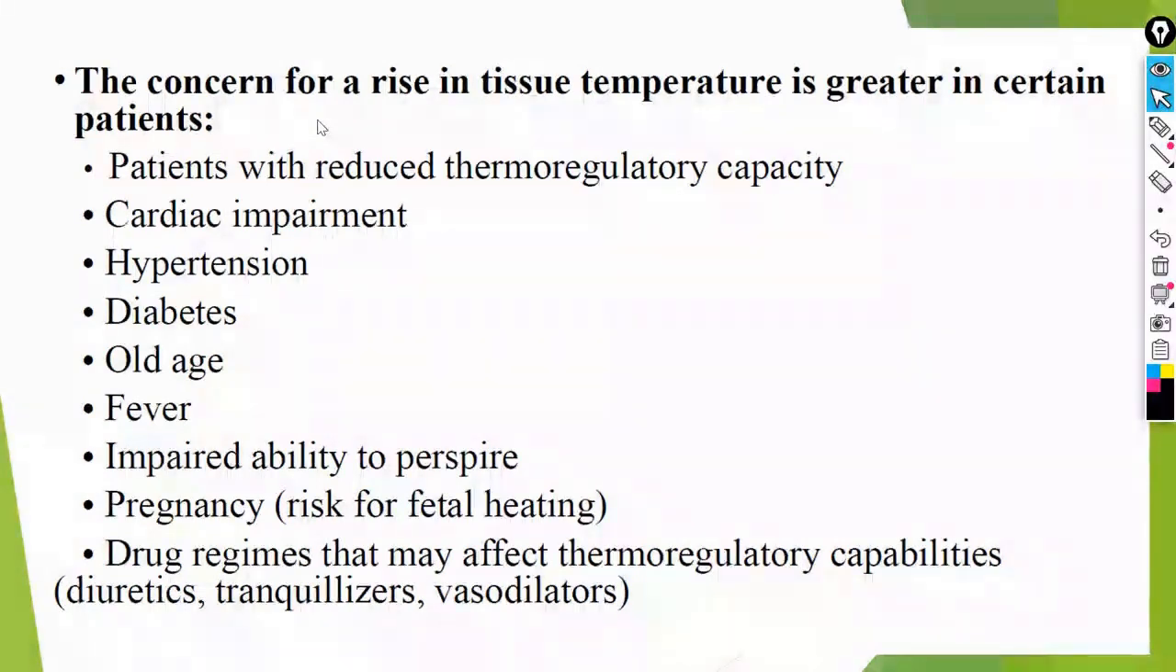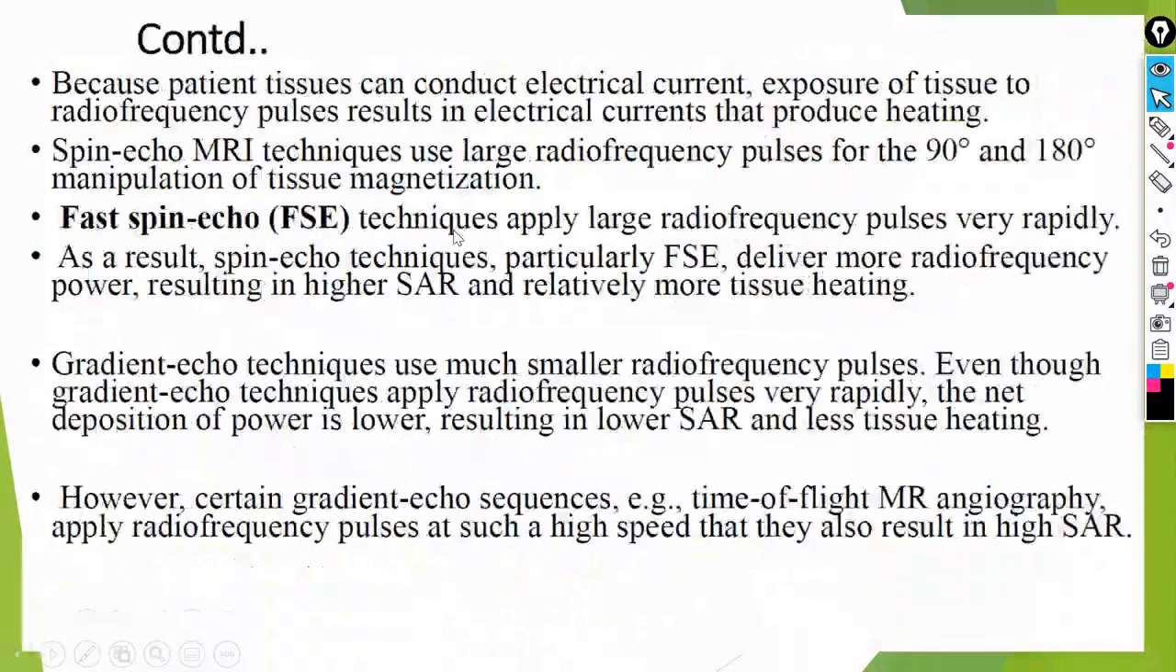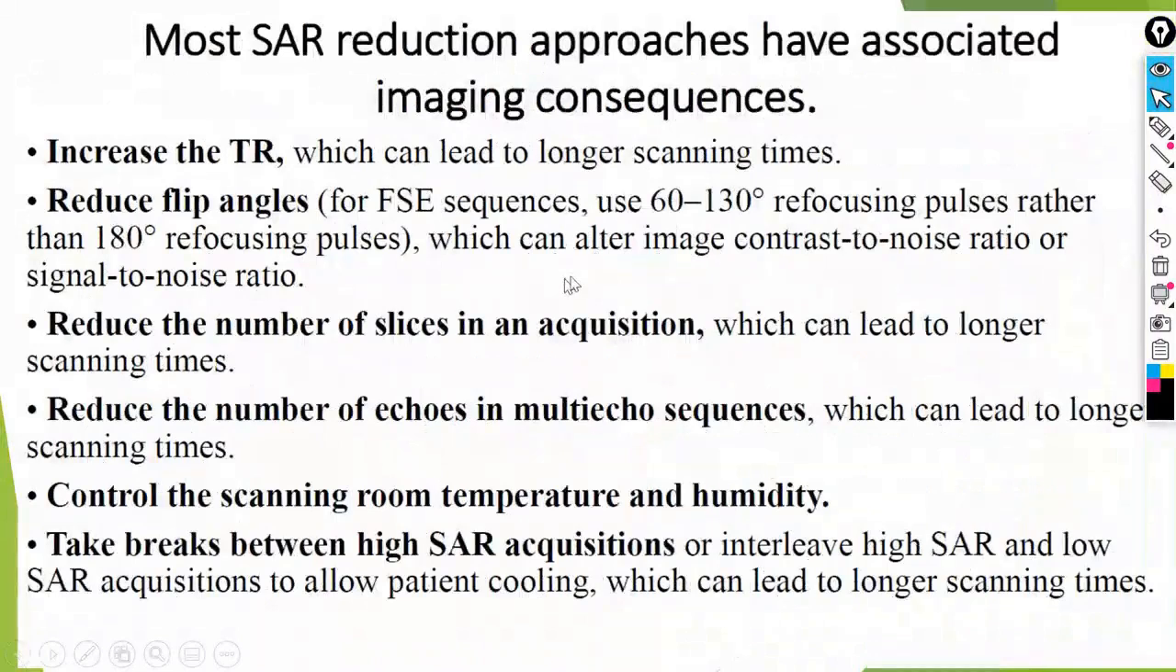Therefore, it is essential to monitor the RF fields for all patients, as they should not exceed 4 watts per kilogram for the abdomen and 3 watts per kilogram for the brain. As I mentioned, a fast spin echo sequence relies on 180-degree pulses that provide high energy deposition, while the gradient echo only uses 90-degree pulses, resulting in a lower specific absorption rate, SAR, compared to fast spin echo.